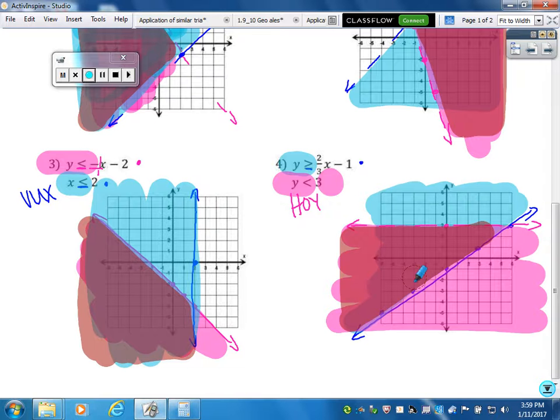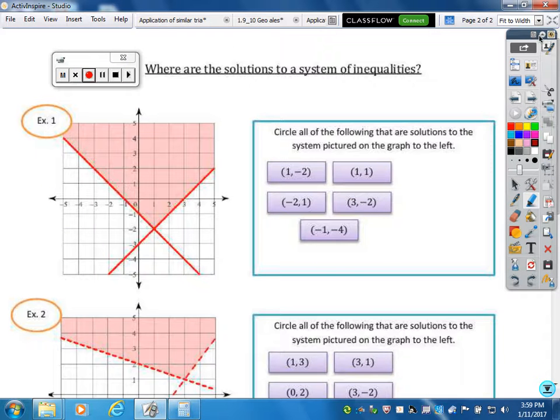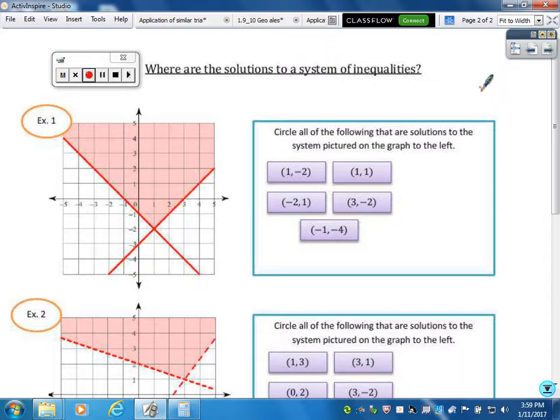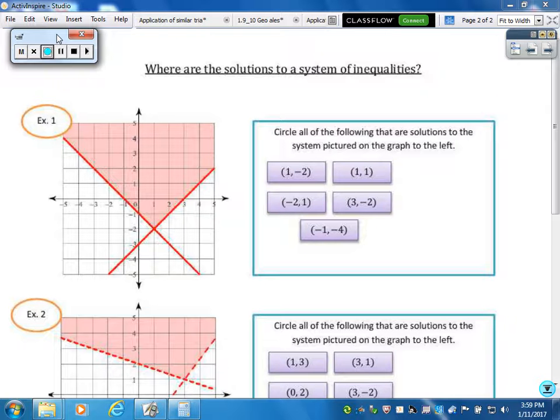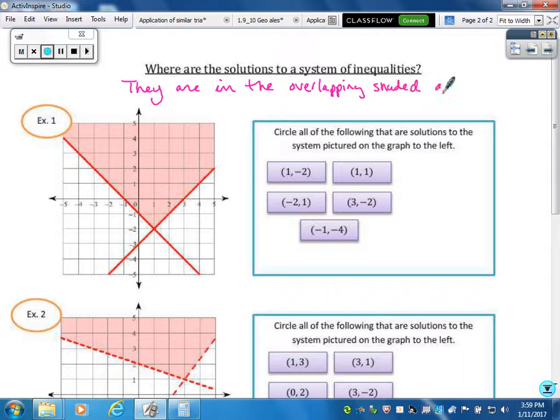Alright, I have one more thing I want to talk to you about today, and that is what makes it a solution. So we kept talking about that overlapping area, and that's a big thing. So where are the solutions to a system of inequalities? And they are in, add this to your notes, they are in the overlapping shaded area, or on a solid line that is bordering it.